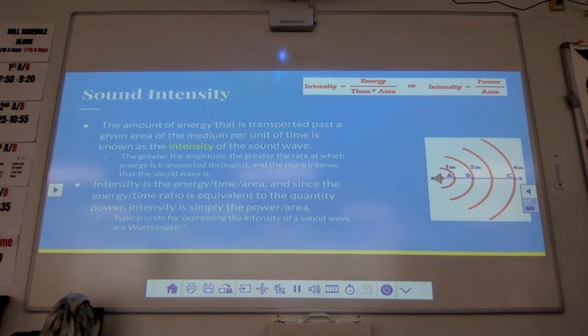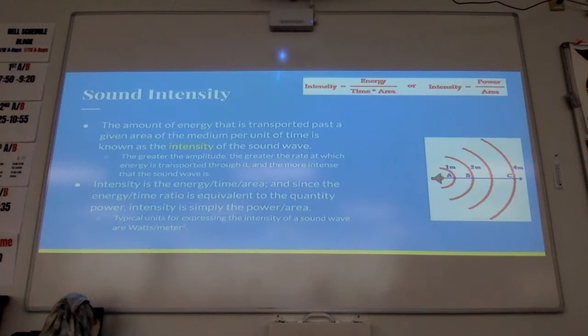When we talk about sound intensity, what we're talking about is the volume. So the amount of energy that is transported past a given area of the medium per unit of time is known as the intensity of the sound wave. The greater the amplitude, the greater the rate at which energy is transported through it, and the more intense the sound wave is. So we put more energy into it, the amplitude of our wave gets much higher. So remember, that's how tall and how low our waves go. In a string wave, anyway.